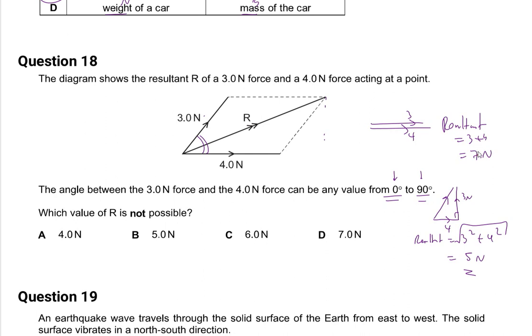Now we know that when the angle is 0, the value you can have is going to be 7. So by default, now the question is which one is not possible. It can't be D because D is possible. It can't be 5 because 5 is possible. Now look at this one here. When the angle goes from 0 to 90, it means that the value is going to go from 7 to 5. So any value between 5 and 7 is possible. So therefore, it can't be C. So the only answer is going to be A. So this here is possible.